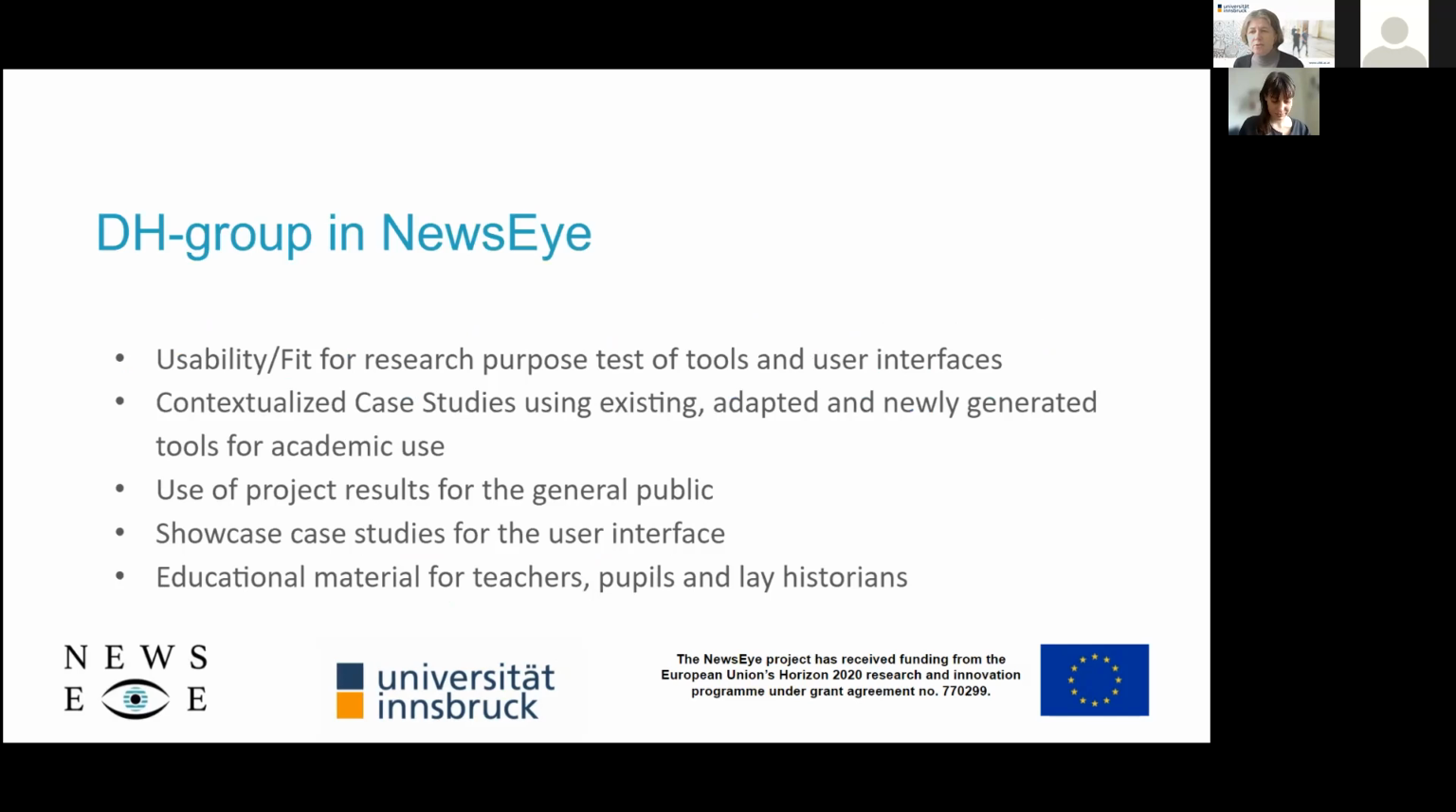So first part, as you've already heard by now, the DH group of the NewsEye project had several tasks to perform. Our main feedback feature, so to say, was to try to find out how usable the tools, the algorithms, the methods that we try to bring together are, how well they work for material that we are working on, like newspaper material, and how well they've worked for us as humanities researchers, as historians and linguists. For that, we use contextualized case studies. They have been introduced by Antoine already.